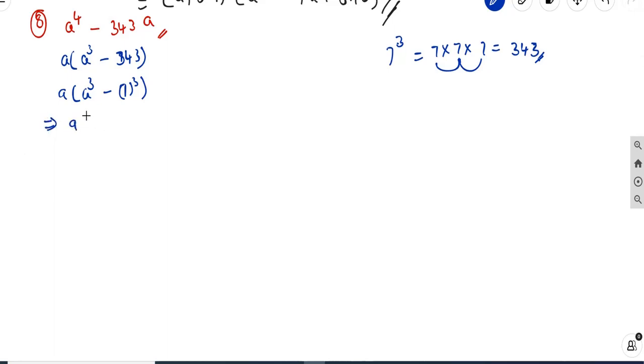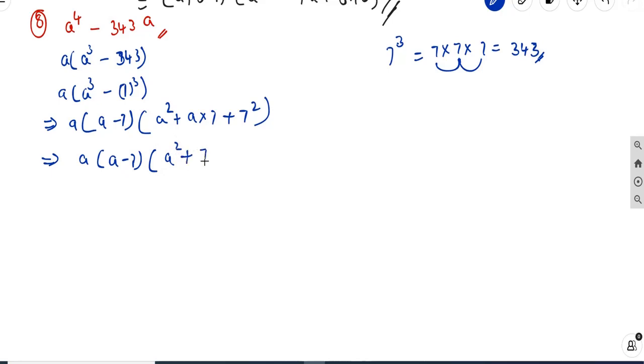So this becomes a minus 7, open the bracket, a square plus a into 7, because it is a into b, plus 7 square. So this becomes a minus 7 into a square plus 7a plus 49. Okay, so this is the solution for problem number 8. We'll go for the next problem.